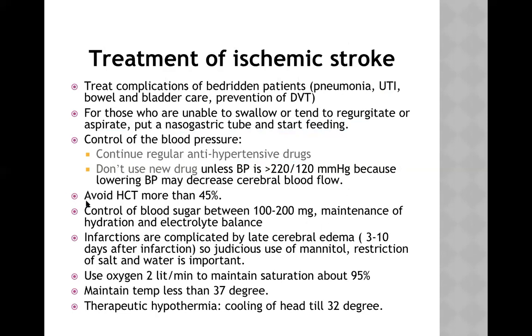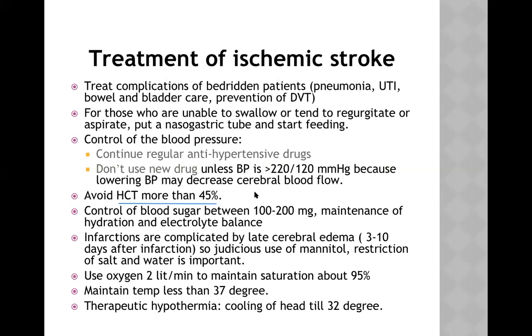Now let's move on. Another type of therapy which we can do is avoid hematocrit level more than 45%. Now why? What is the danger of this? If hematocrit level is very high, polycythemia. Polycythemia, increased viscosity, leads to ischemic stroke. Excellent, very good. We are concerned about polycythemia.